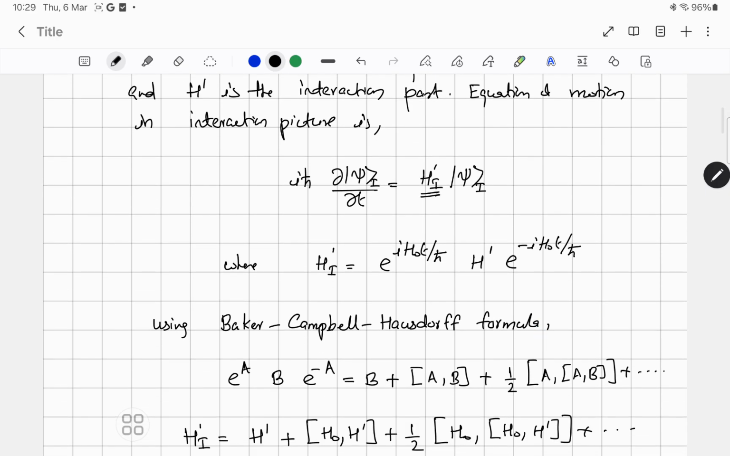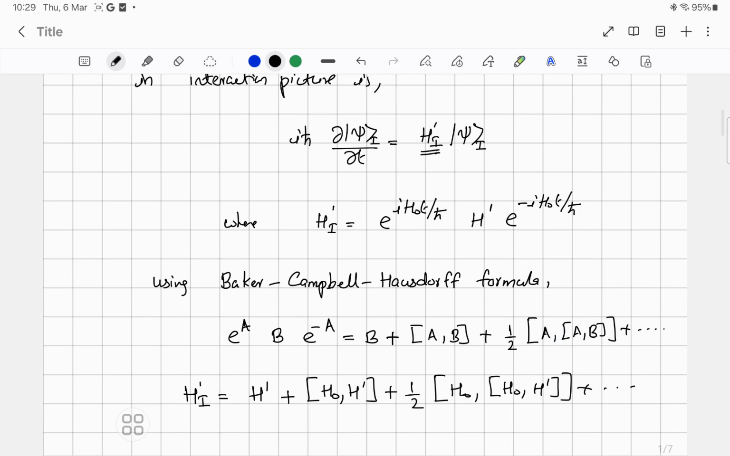We can calculate this H′_I using the Baker-Campbell-Hausdorff formula. Suppose you have two operators A and B. Then e^A B e^(−A) is basically B + [A,B] + ½[A,[A,B]] + etc. Therefore, here H′_I would be equal to H′ + [H0,H′] + ½[H0,[H0,H′]] + etc.